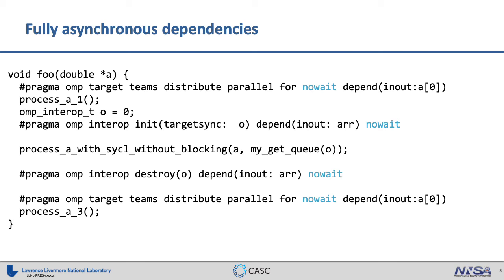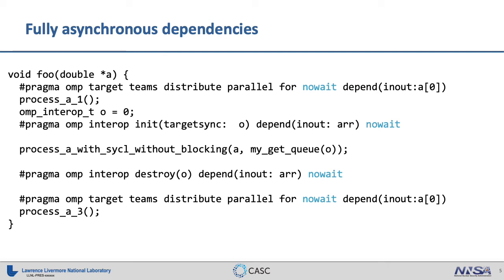So when we designed interop, we made it so that if you do nowait on, say, a target region, then you have an interop init, and you put nowait on the interop, this has a special meaning. It means that the target sync property inside this interop object, if you ensure that your foreign runtime system depends on the work that has been enqueued in this thing, it will respect this dependency that you have placed on the construct.